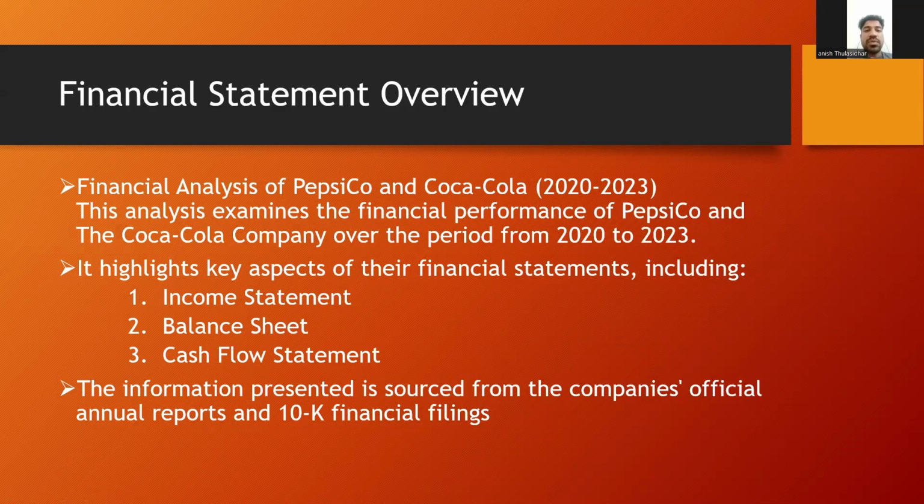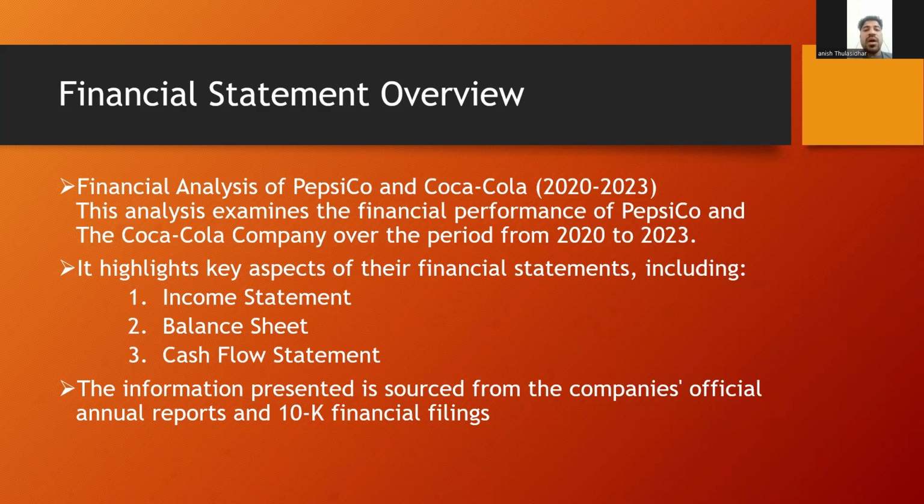While both companies belong to the beverage industry, their business models are quite different. PepsiCo has a diverse range of products, including snacks, while Coca-Cola primarily focuses on beverages. These differences affect their financial performance, which we will explore in detail. So, an overview of the financial statements.